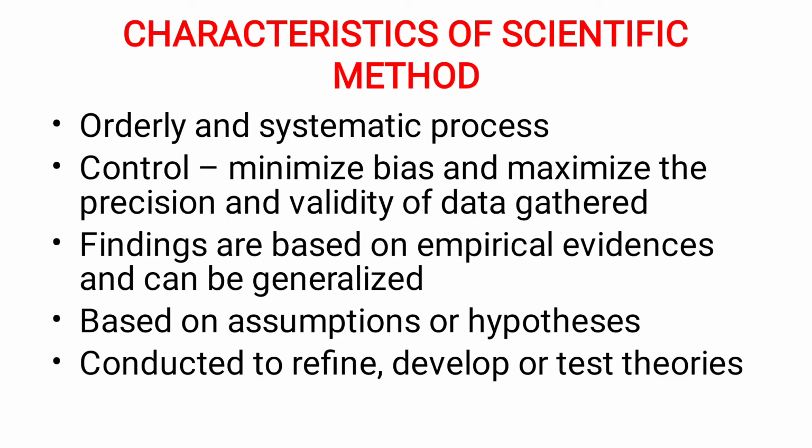Characteristics of scientific method. It is an orderly and systematic process, that is, a step-by-step process. Control. When you are doing a scientific method, it should have some control or control group. So it will minimize bias or prejudice and maximize the precision and validity of the data or information gathered. So it should be done in a controlled situation or environment.